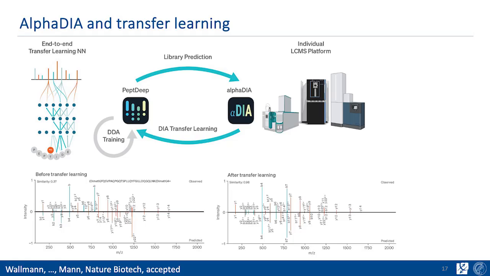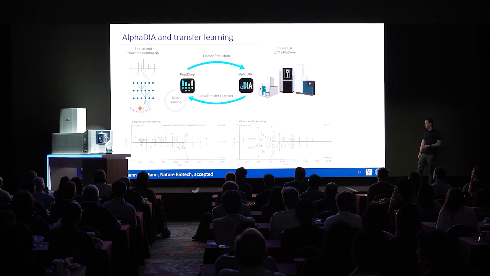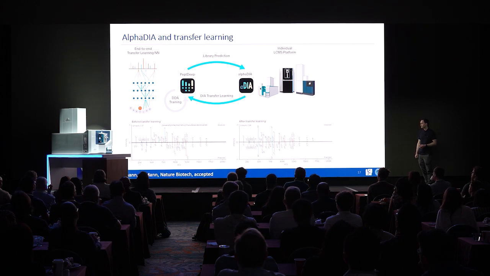And this is independent of fragmentation mechanism and instrument vendor. I just want to show a brief example. Here on the left, you can see a dimethylated peptide before transfer learning that looks very different from what is expected, but still is a nice confident match. And after the transfer learning, you can see that we almost perfectly predict the fragment distribution, unlike before.